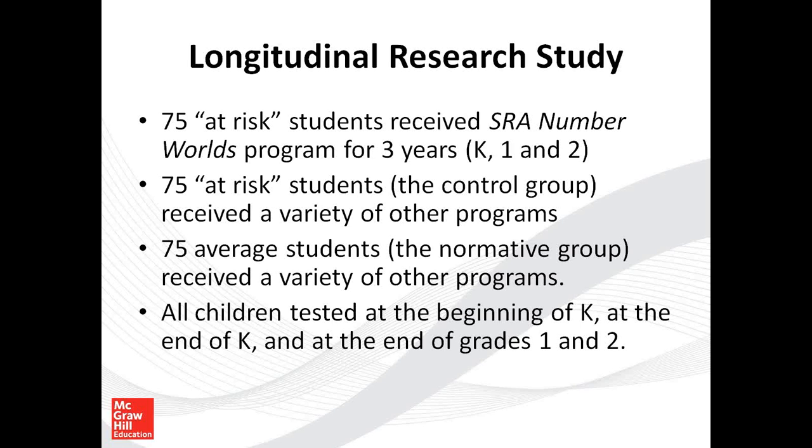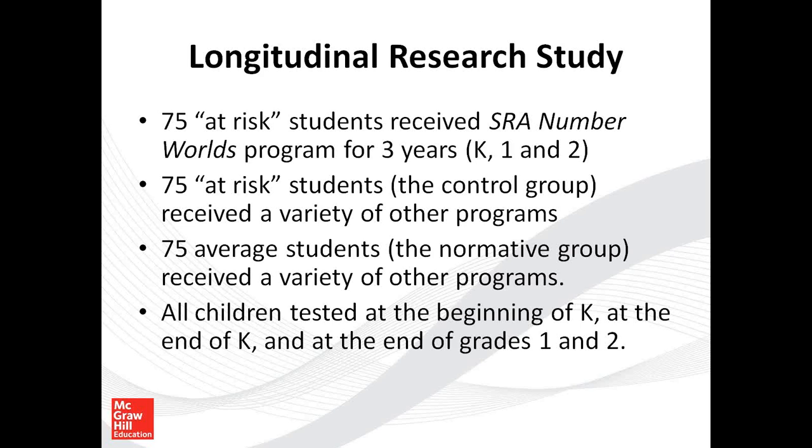The control students received a variety of other mathematics programs, whatever their classroom teacher was using. And then I found, in a different school, 75 average students. These were middle income students, some high income, but basically your average American middle income student, and this was called the normative group. This group also received a variety of other programs, whatever their teachers were using.